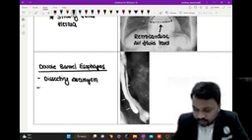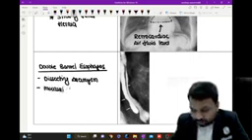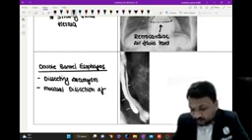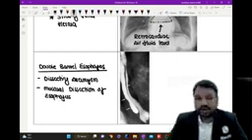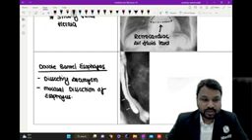Another one, it can also be seen in mucosal dissection of the esophagus, right? That's a double barrel esophagus.